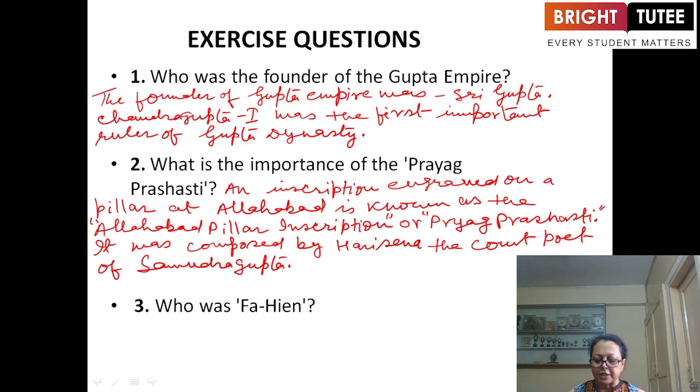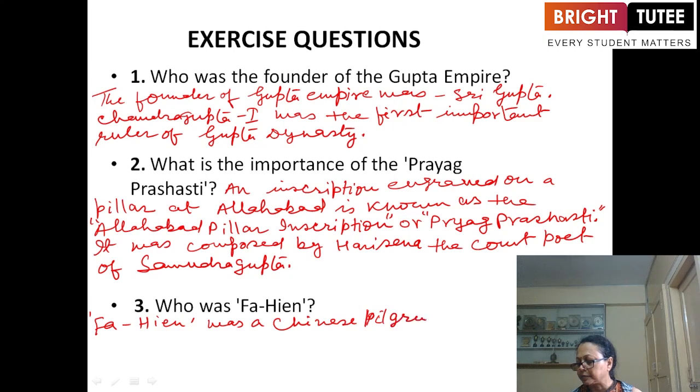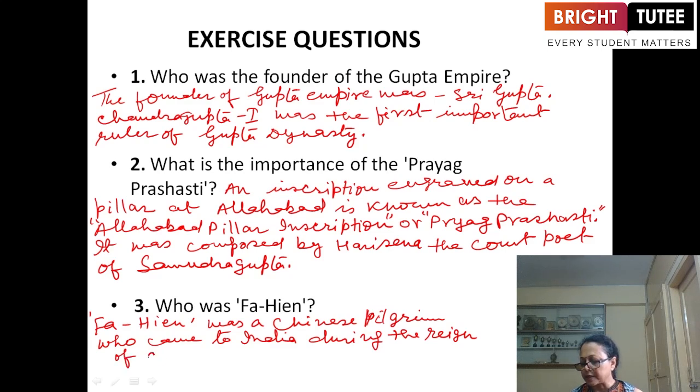Then the next question is, who was Fahian? Fahian was a Chinese pilgrim who came to India during the reign of Chandragupta II.